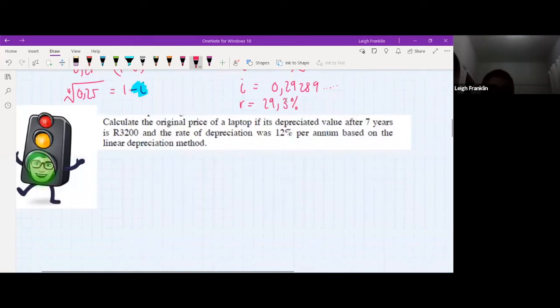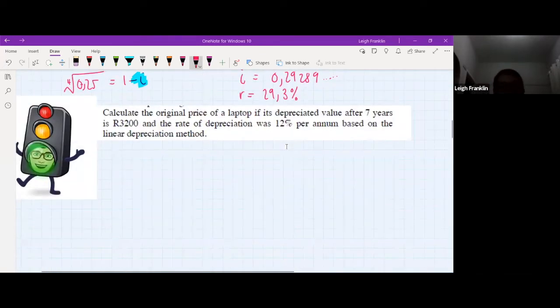That's lovely. Okay, so let's have a look at another question. All right, so calculate the original price of a laptop if its depreciated value after 7 years is 3,200 Rand and the rate of depreciation was 12% per annum based on the linear depreciation method. Okay, so in this case, the formula that we've got to use is A equals P(1 minus i n), like that. So linear depreciation. So in this case, your graph is going to be a straight line that does that. Okay, not that we need to know that to answer the question. I'm just saying so.